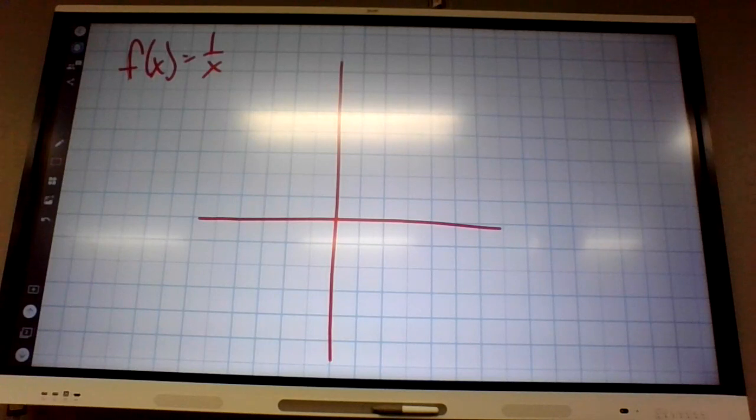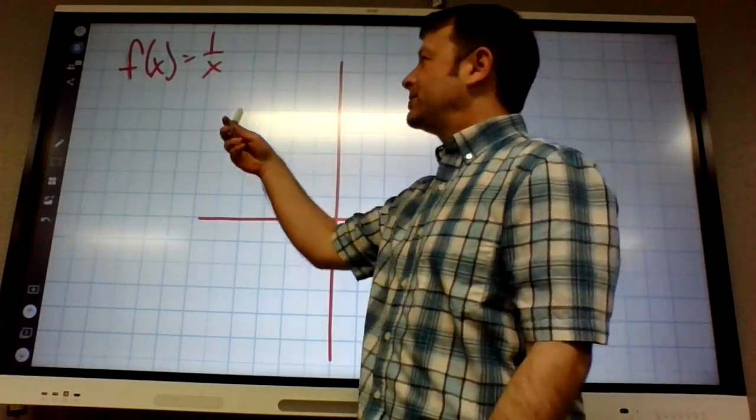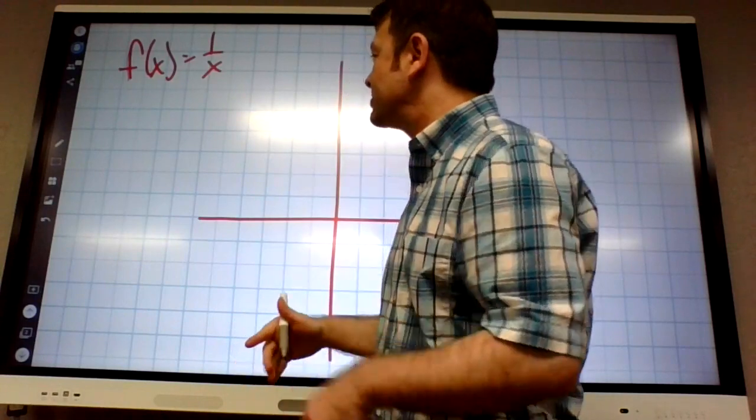Okay, so the book calls these reciprocal functions. You guys know what reciprocal means? Opposite. Yeah, flip it. So instead of y equals x, it's y equals 1 over x. The x is in the denominator. That's what makes these special.